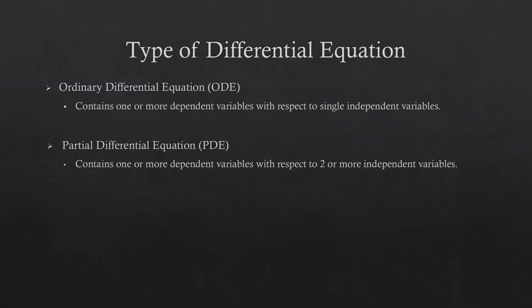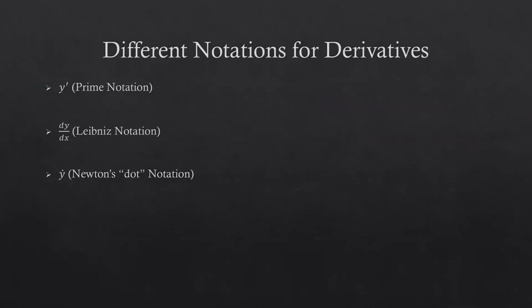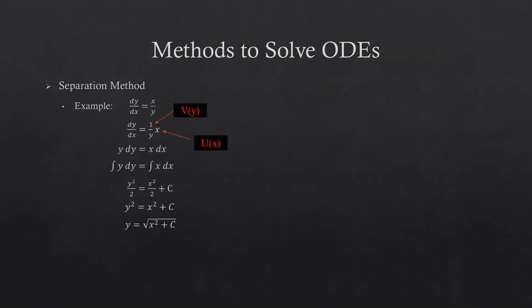change. There are two types of differential equations. The first one is ordinary differential equations, which contain one or more dependent variables with respect to a single independent variable. The second one is partial differential equations, which contain one or more dependent variables with respect to two or more independent variables. There are three different types of notation for derivatives. The first is prime notation, the second is Leibniz notation, and the third is Newton's dot notation.